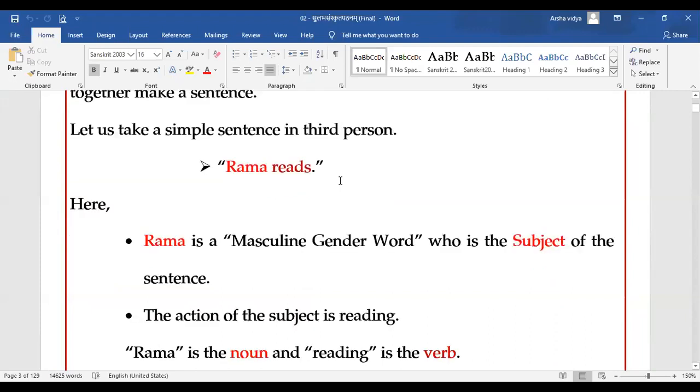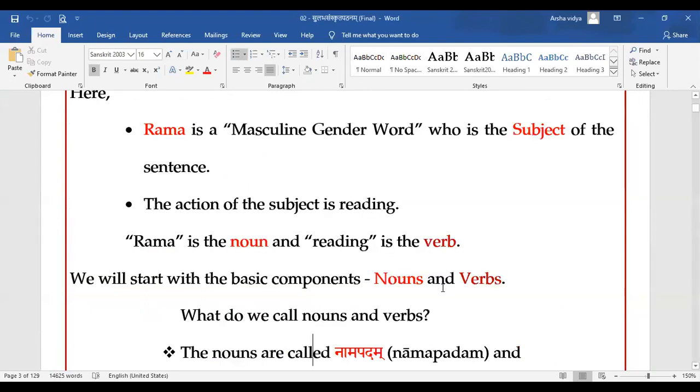So now in this sentence, reading is the verb and Rama is the noun, the subject. Rama is the noun. So in Saṃskṛtam also, we have nouns and verbs. We will be seeing now nouns and verbs.